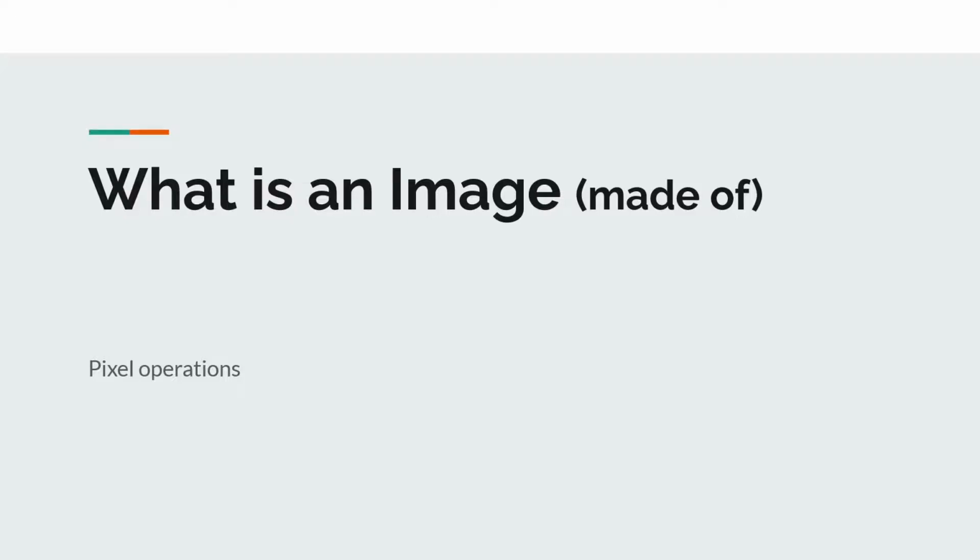Hello everyone, this is the first mini presentation for the weekly assignments or lectures from the subject Principles of Computer Graphics and Image Processing. As we're talking about images and processing images, first we should know what an image actually is and what it is made of. The first week's task is going to be about pixel operations.